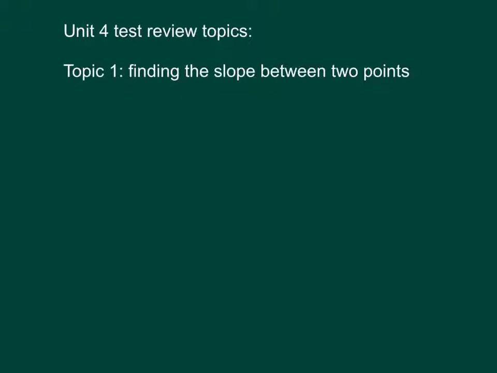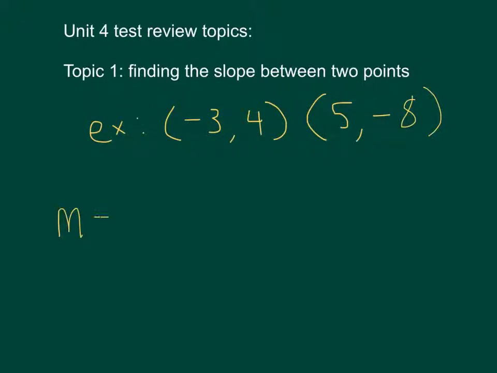Okay, so the first topic is finding the slope between 2 points. The example problem will be, alright, I'm going to give you a point that's negative 3, 4, and another point that's going to be 5, negative 8. Remember from class that our slope, which is m, equals the change in y over the change in x.